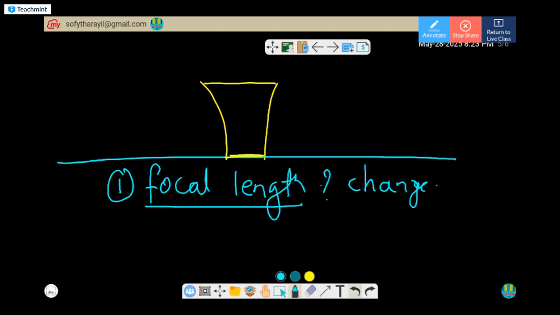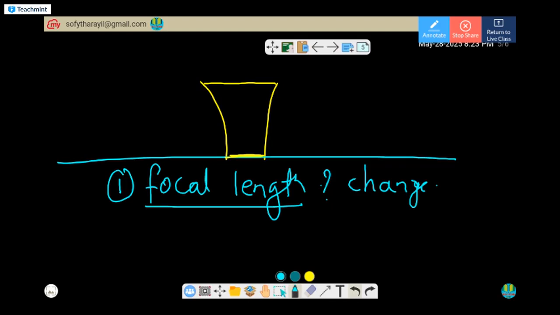Focal length is not going to change. You take any portion of a lens, it's still a lens. It will still show refraction. It belongs to a particular medium on the left and right side, right? The mediums, if you change anything on the left side, anything on the right side.